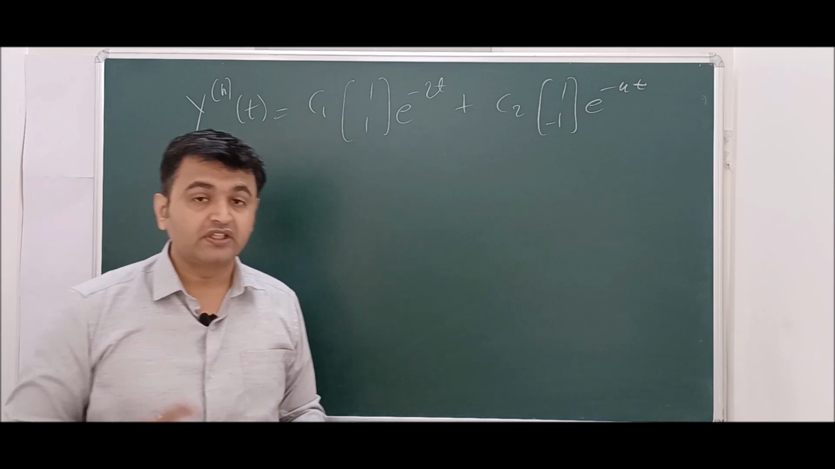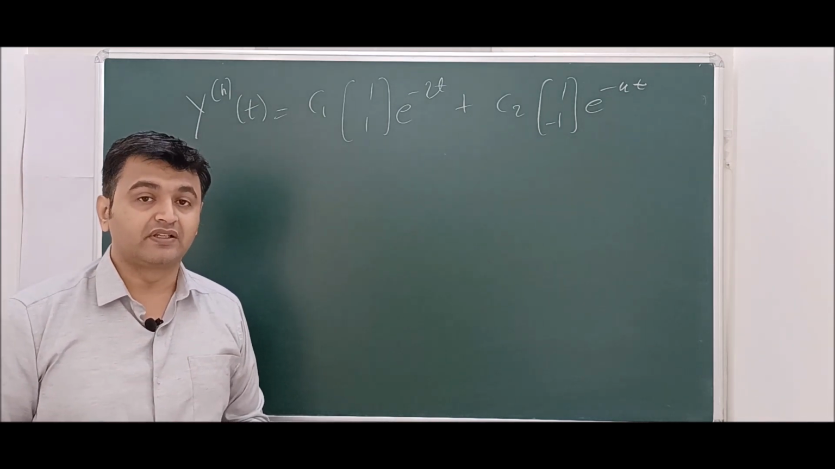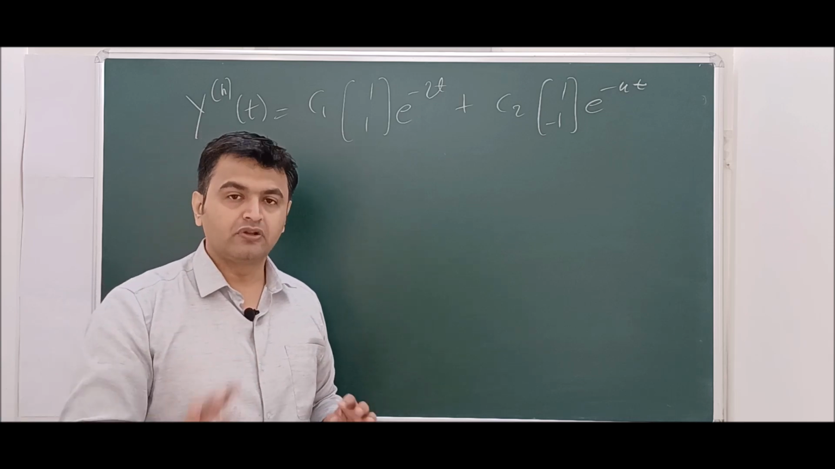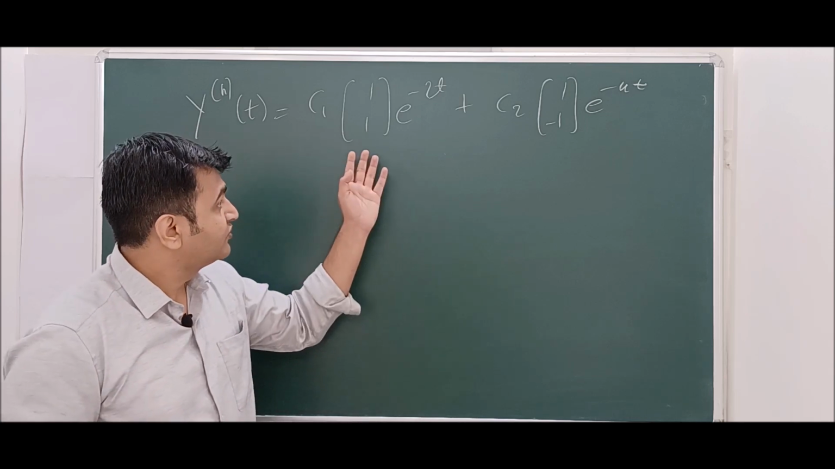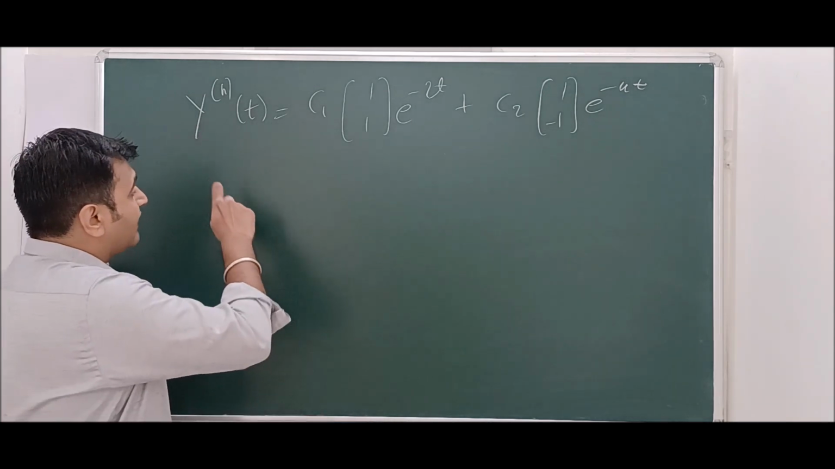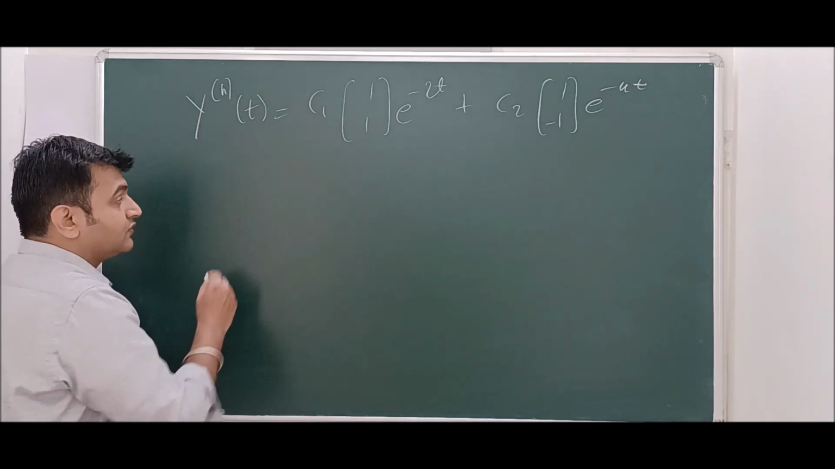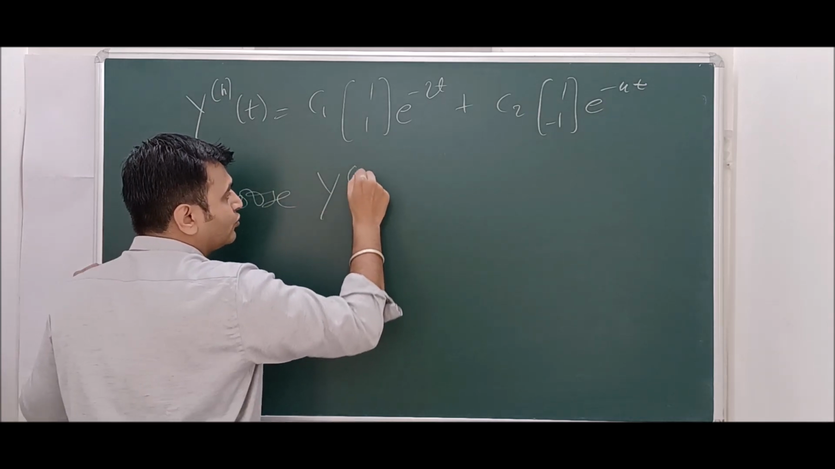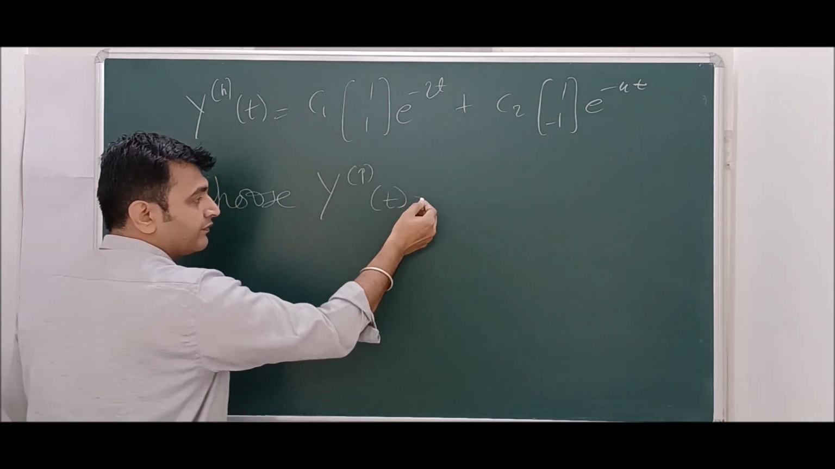At this position, if you are not comfortable with finding eigenvectors, you pause the video or you see my earlier lectures. I will provide all the links in the description, and you make sure you find the eigenvalues and the eigenvectors. Okay. Now once you have YH, your job is to find YP. So what is the first step? The method of undetermined coefficients says you need to choose your YP.